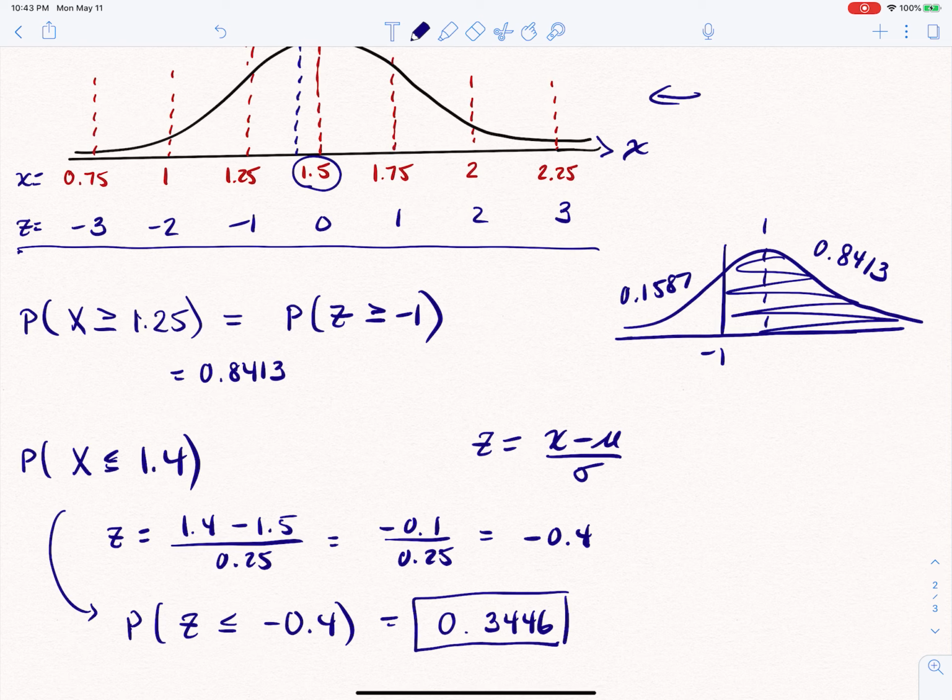So that is using the standard normal distribution in conjunction with any general normal distribution.